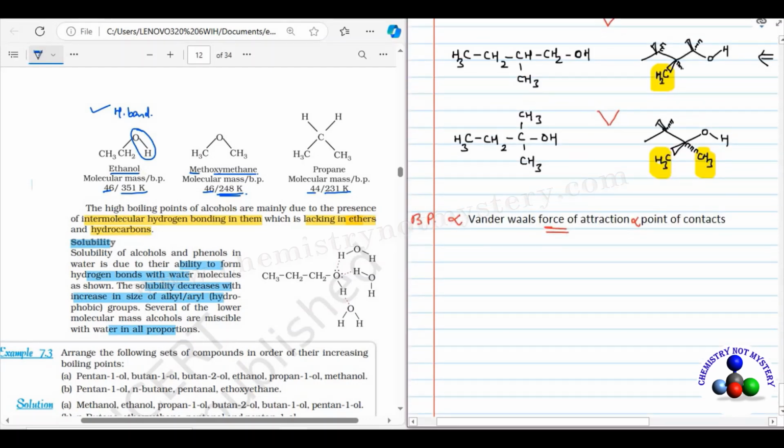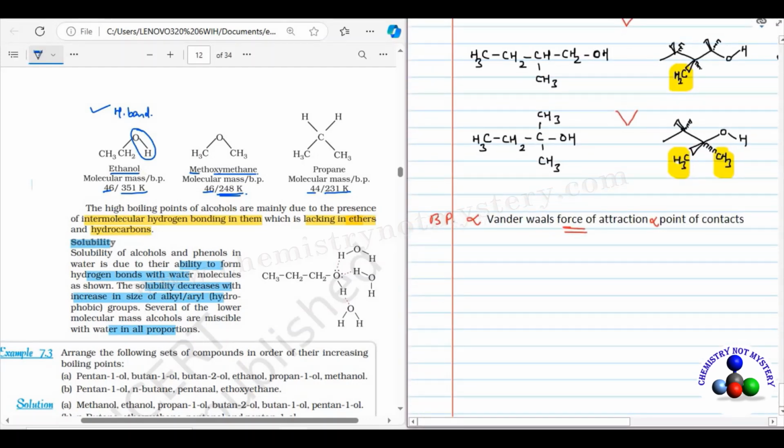Now let's try to understand the solubility in water. For any molecule to be soluble in water, the first thing required is that the molecule should be polar. So polar molecules are soluble in water, and the second property required for solubility in water is the ability to make hydrogen bond with water molecules. And alcohol and phenol are both polar molecules.